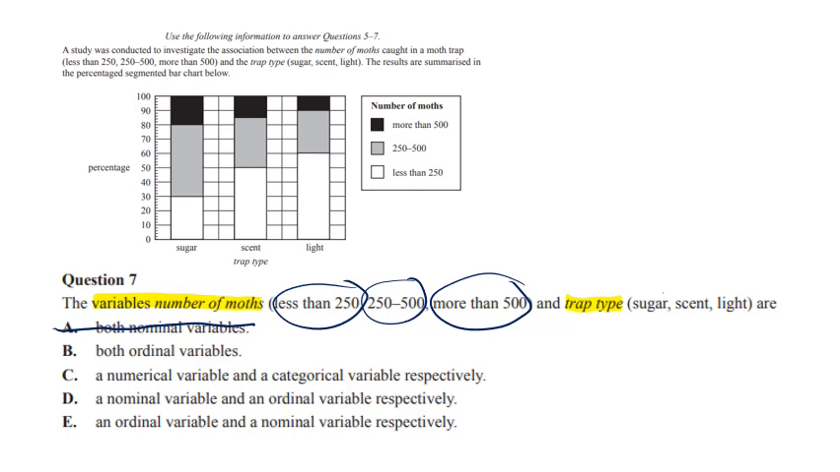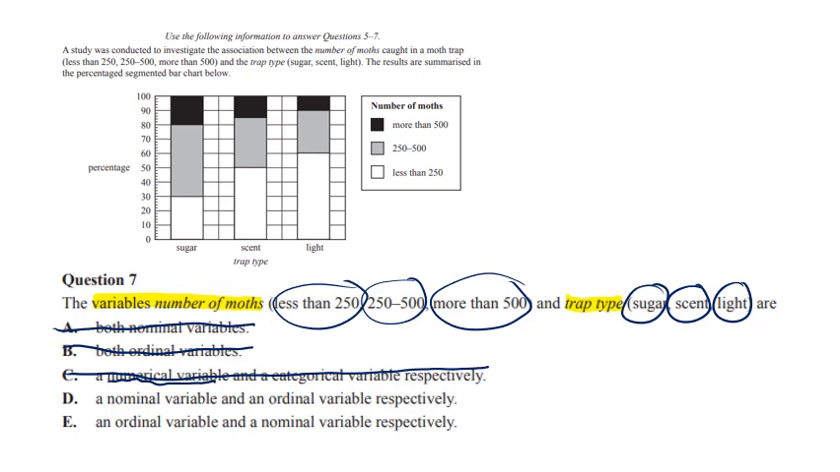But if we look at trap type, we've got sugar, scent, and light. They're just nominal. They're just names. There's no logical order to them. In fact, if you look at the graph, they're in reverse alphabetical. So they're not both ordinal. And again, probably a lot of people fell into the trap of thinking it was numerical because you saw numbers, but that doesn't mean that. So we can rule out that one because it's not numerical.